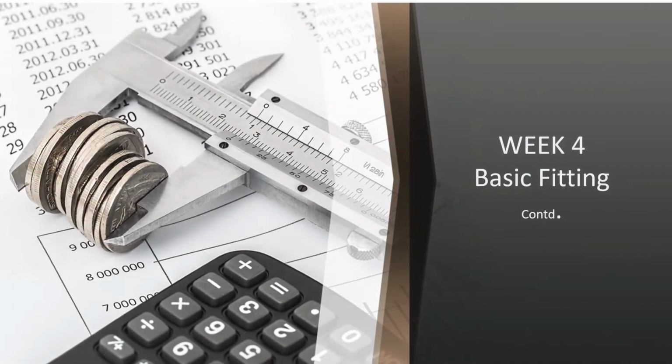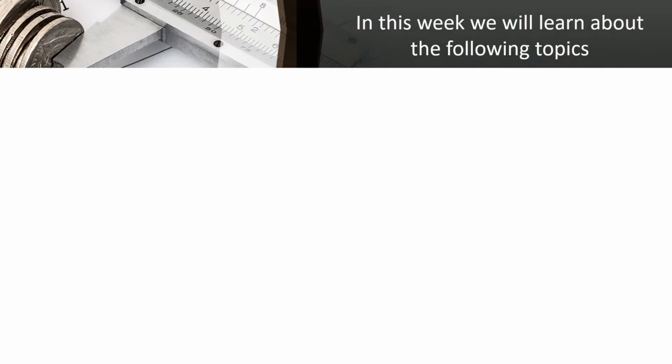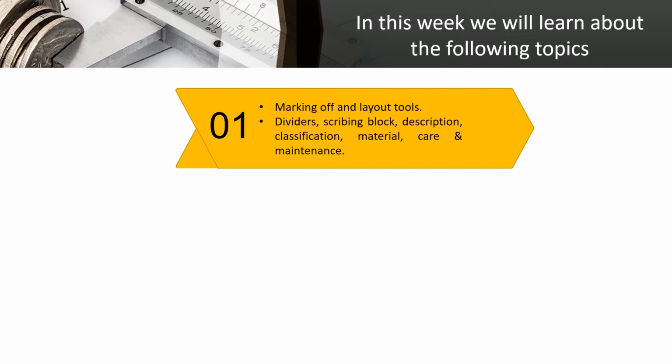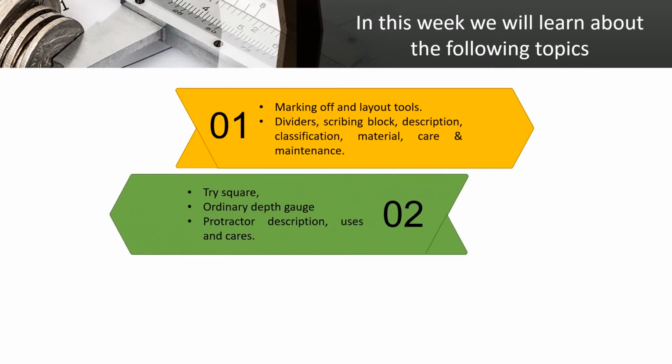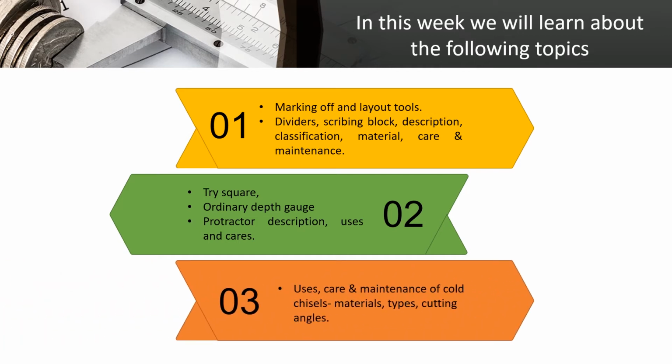Week 4 Basic Fitting continued. In this week, we will learn about the following topics: marking off and layout tools, dividers, scribing block, description, classification, material, care and maintenance, trisquare, ordinary depth gauge, protractor description, uses and cares. Uses, care and maintenance of cold chisels, materials, types, cutting angles.